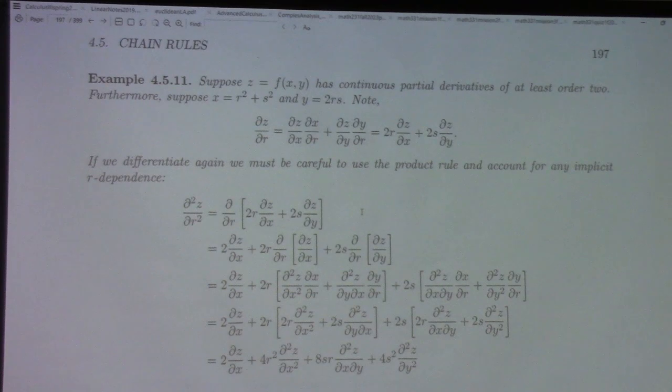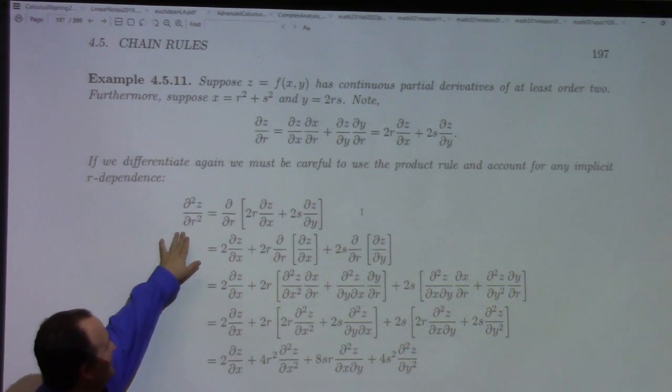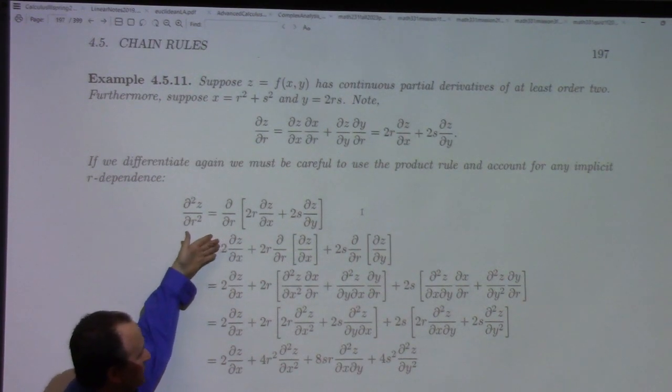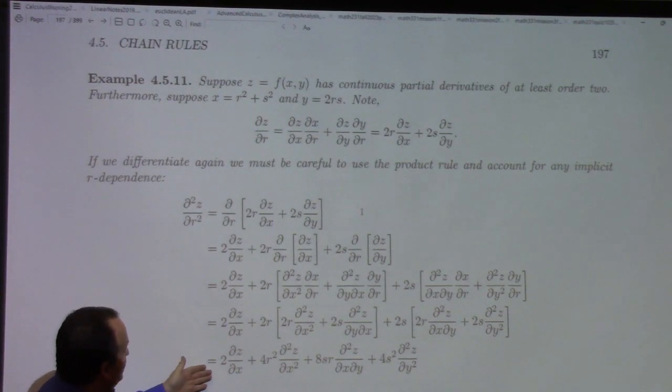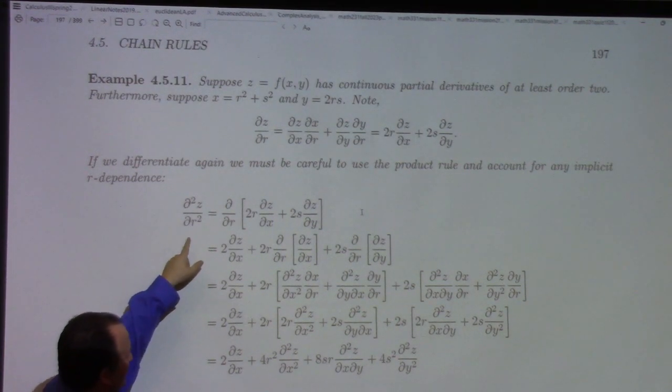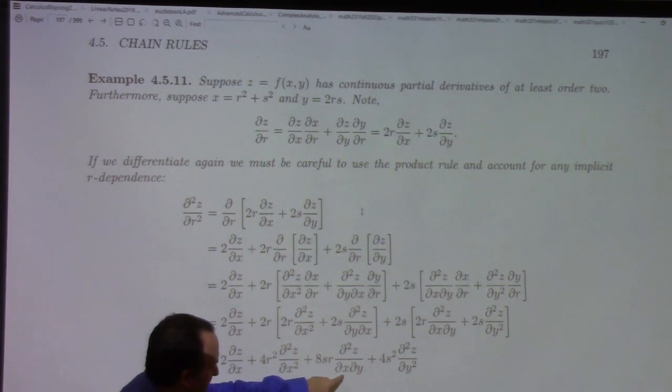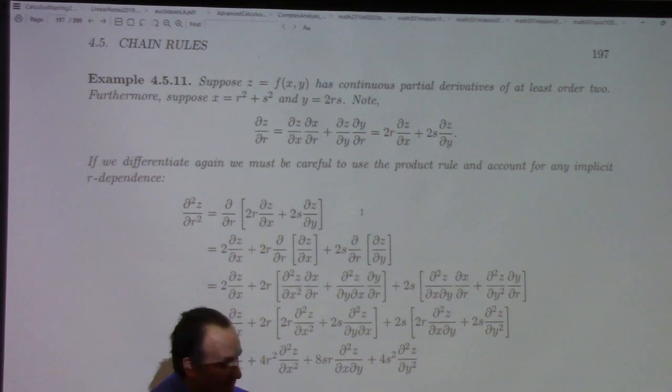Things like this, right? Suppose you have a function of two variables, x and y, and x and y are also functions of r and s in this case. Then we can calculate partial z, partial r, partial z, partial s, like that. And if you were so inclined to calculate the second partial, you can do that. But then you have to differentiate your rule for the first partial, and you end up with product rules. So there is what the second partial of z with respect to r looks like in terms of partial z, partial x, second derivatives in x, mixed derivatives in x and y, and the second derivative in y squared.